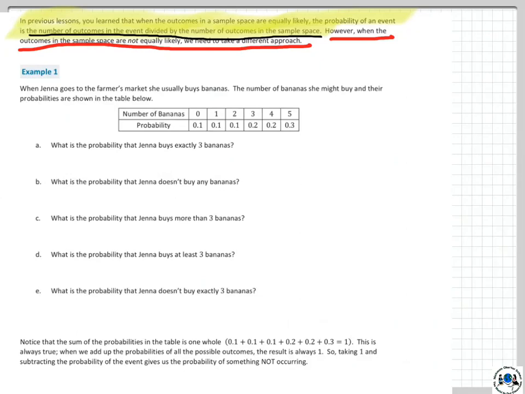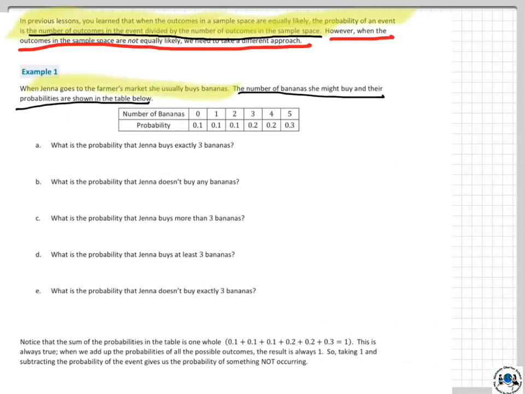However, it goes on here in the red. However, when the outcomes in a sample space are not equally likely, we need to take a different approach. It sounds so groundbreaking, but the truth is, it just makes a lot of sense, and it is still very similar. We'll see that in future lessons, but let's see where they take us here.